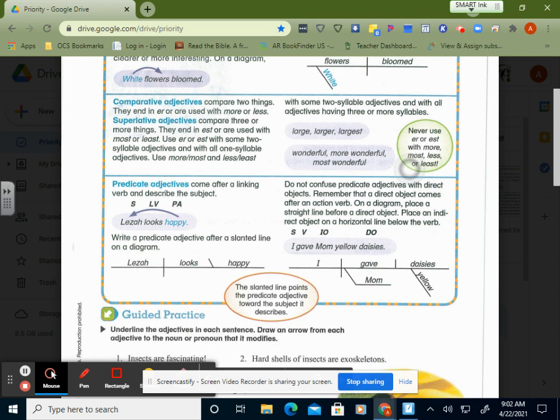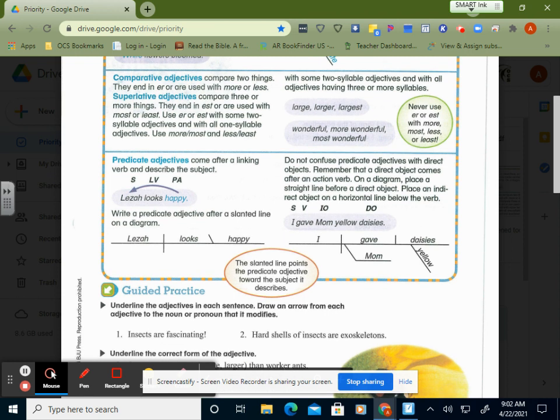These are the ones that compare things, adjectives that compare things. Comparative adjectives compare two things. That's your ER words. Okay, if you're comparing two things, you just add ER or you use the word more or less. Okay, if it's a long word, you're not going to put ER on it. You're going to use more or less. Superlative adjectives, think of super. There's three or more things being compared there. And you're going to use either EST or most or least. Okay, that's the bigger group.